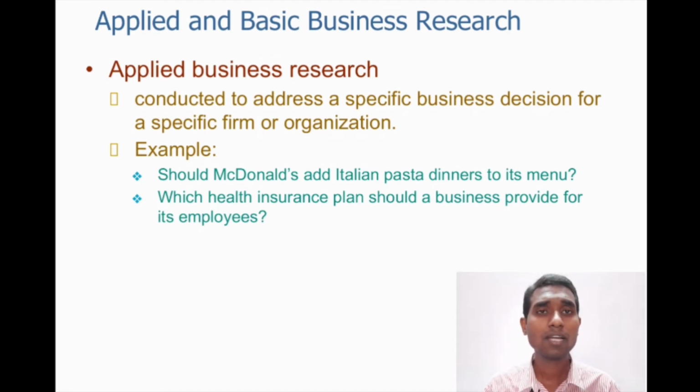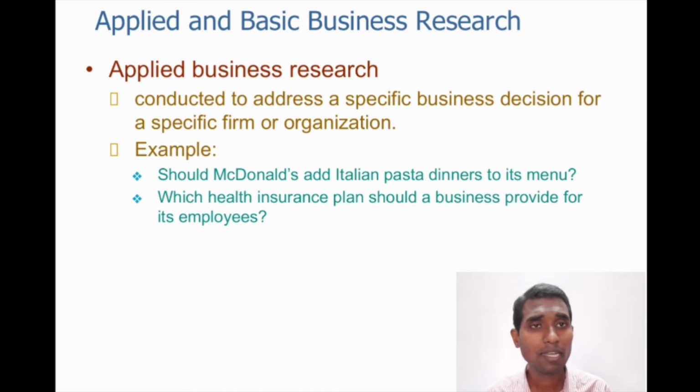You can look at this example. Should McDonald's, a specific company, add Italian pasta dinners to its menu? Shall it add Italian pasta dinners to its menu or not? It is limited to a specific firm, that is, we are speaking specifically about McDonald's. So this is called applied research. Which health insurance plan should a business provide for its employees? Again, it is firm specific. Here we speak about a single firm. So that is applied research.